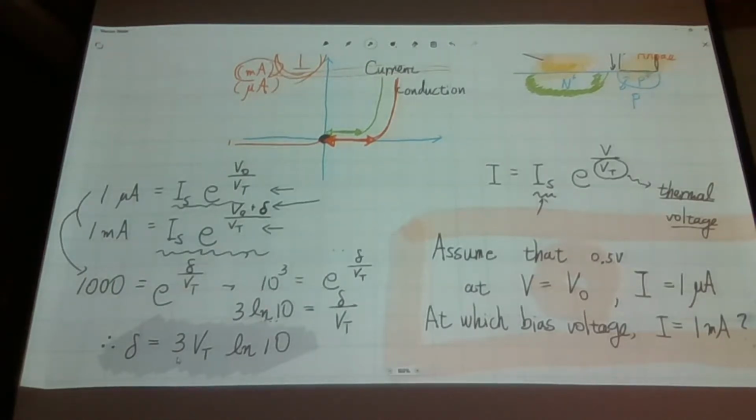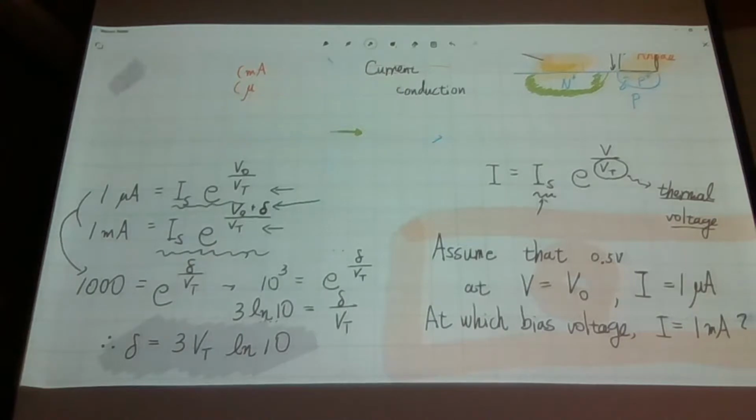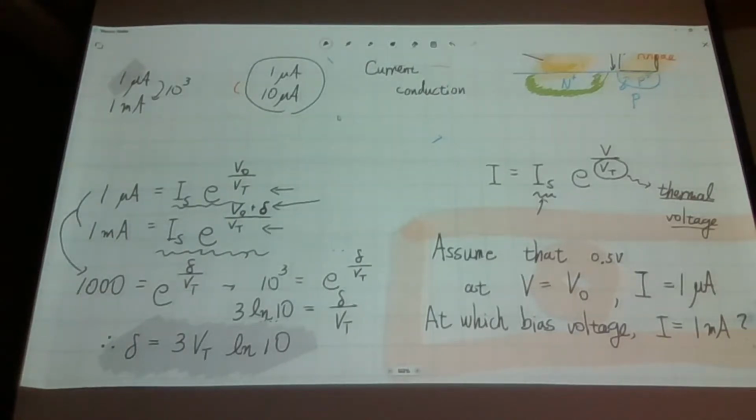Then I wanted to change my mind and ask you another question. Instead of 1 microampere and 1 milliampere, a 10 to the 3 times difference, if I ask you about the 1 microampere and 10 microampere case, just one order of magnitude increase of our current conduction, then how much do we have to apply additionally? What is the value of the required delta? You can easily understand that this number 3 corresponds to the 10 to the 3, the power of 10. So in this case you have to apply Vt log 10.